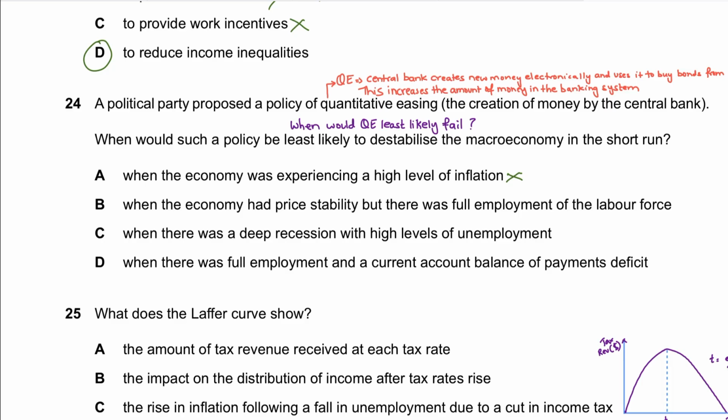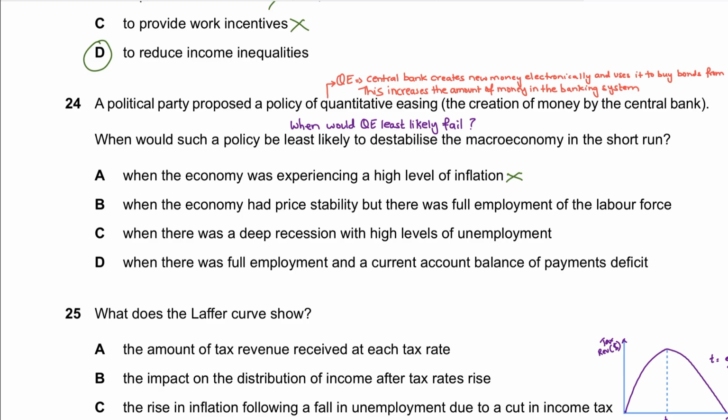Option B says price stability with full employment. So the economy had price stability but there was full employment of the labor force. So if the economy is nearing full capacity and extra demand, again, options A and B pretty much look similar.